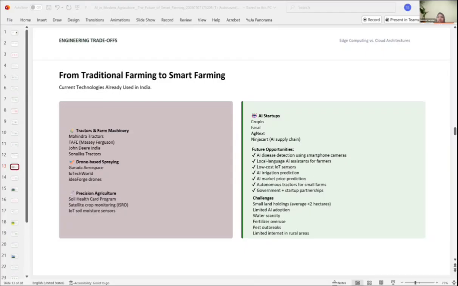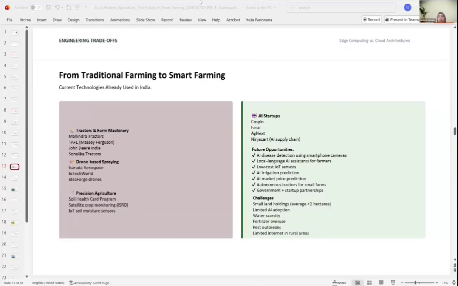Many exciting companies are already working in this space. CropIn uses artificial intelligence to monitor crop health and help farmers make better decisions. So this is one company in India that is using artificial intelligence. Then next comes Fasal, which combines IoT sensors with AI to recommend the best time for irrigation and fertilization. And Garuda Aerospace builds agriculture drones that spray pesticides and monitor crop health.